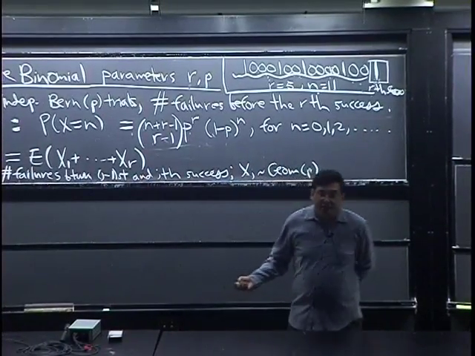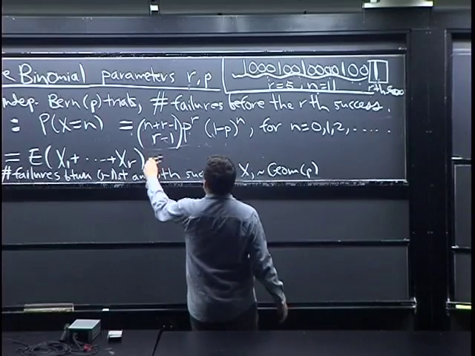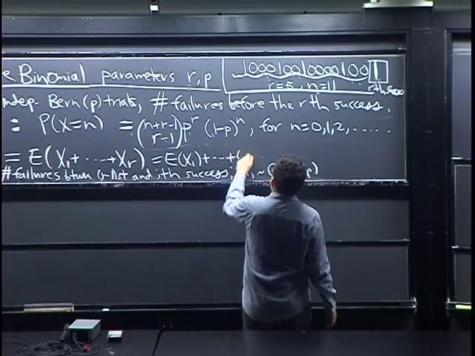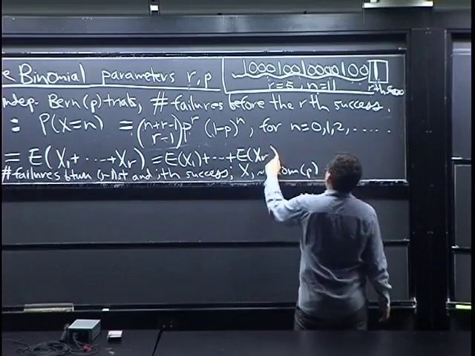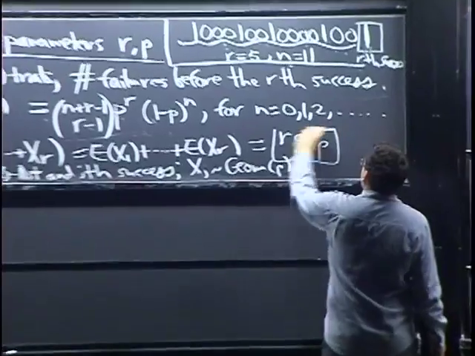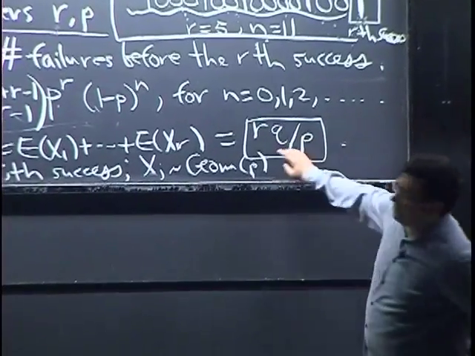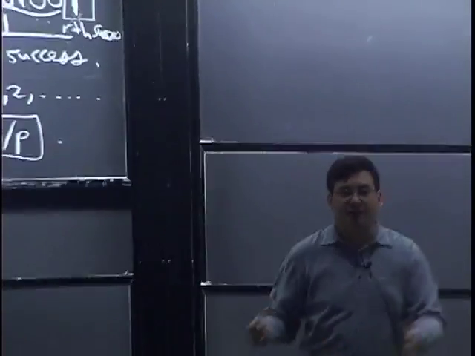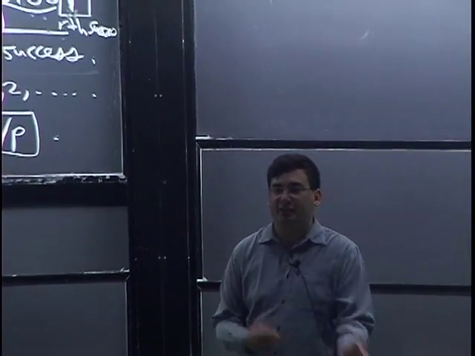By linearity, this is just E of X1 plus blah, blah, blah, plus E of Xr. Therefore, that's equal to rq over p. So that's another calculation you could do in your head, because you just think, well, wait for the first success, and then the additional for the second, and the additional for the third.